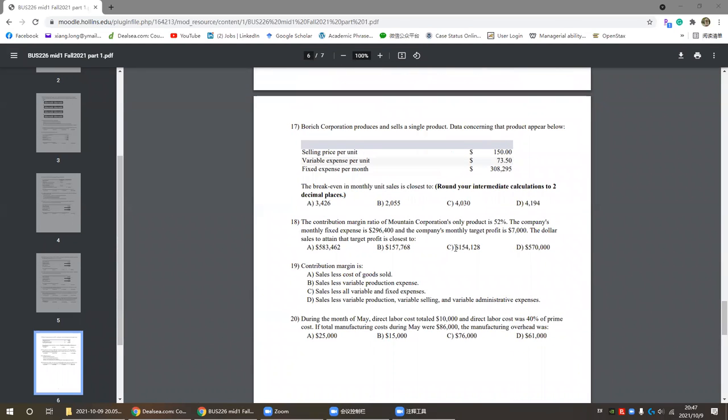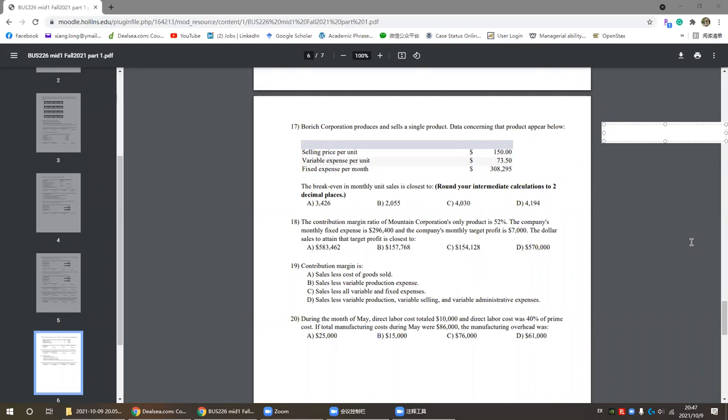Okay, so question 17. It asks you what will be the break even in months. Some of you directly fell into this trap, so make sure you know how to do these kinds of questions. It gave you all the product right here. We have the price, we have the variable cost, we have the fixed cost per month. So we can calculate in here.